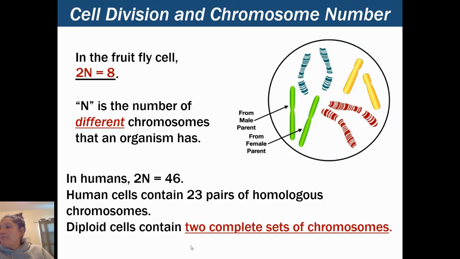So taking a look at an example, in a fruit fly, 2n equals 8, okay? What this means is that n is the different types of chromosomes that the organism has. In humans, 2n is 46. That means that we have 23 types of chromosomes. We have chromosome number 1, chromosome number 2, chromosome number 3, et cetera, and so forth. Human cells contain 23 pairs of homologous chromosomes. That means a diploid cell contains 2 complete sets of chromosomes. You get 1 set from mom, you get 1 set from dad.